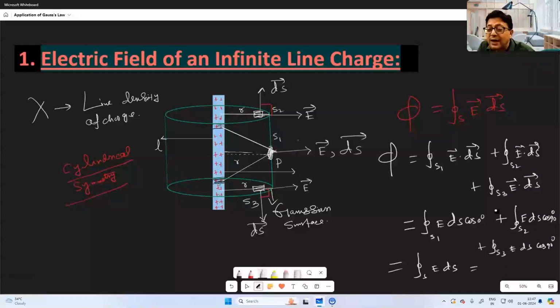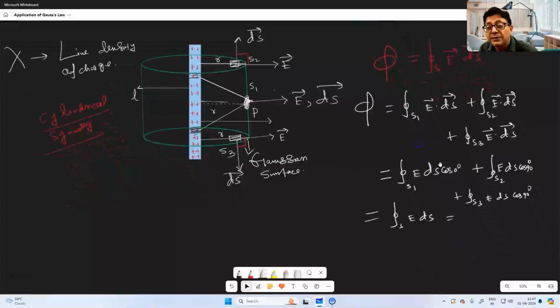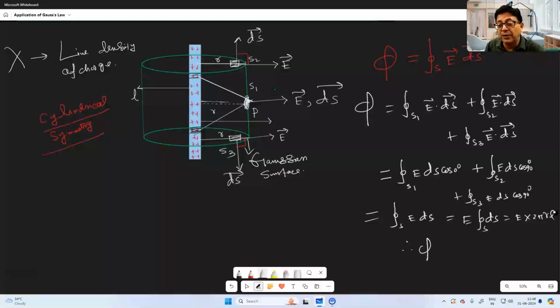Now by symmetry, that's why you are using Gauss law, not Coulomb's law, Gauss law. At every point on this imaginary cylinder, the electric field strength has the same value. So you can take E outside. ds is what? That total surface area is 2 pi RL. So phi equal to E into 2 pi RL. Clear?